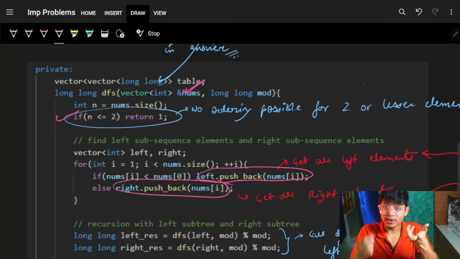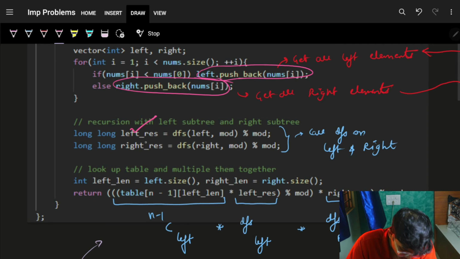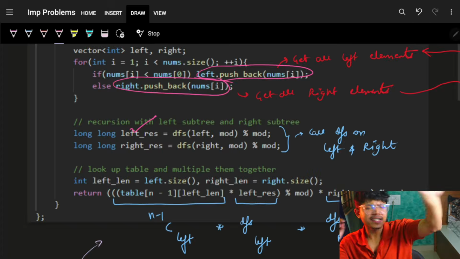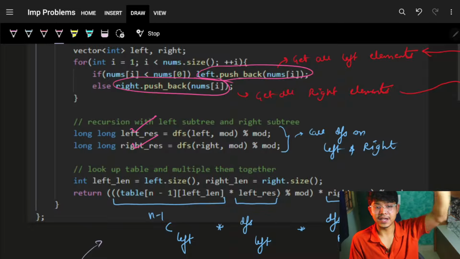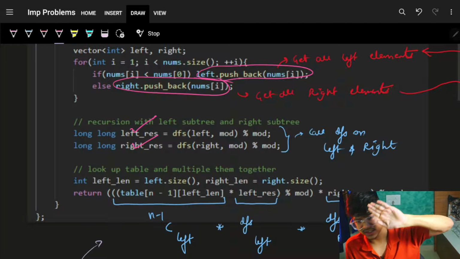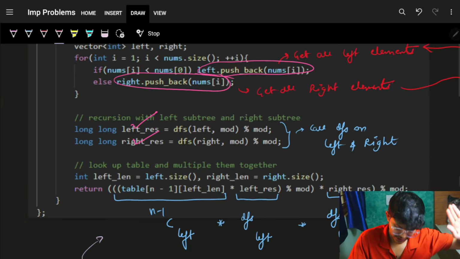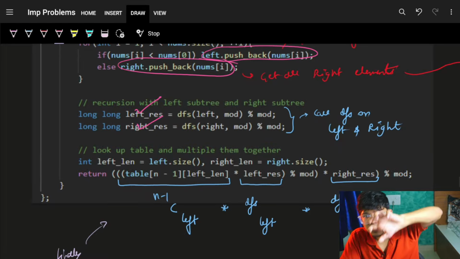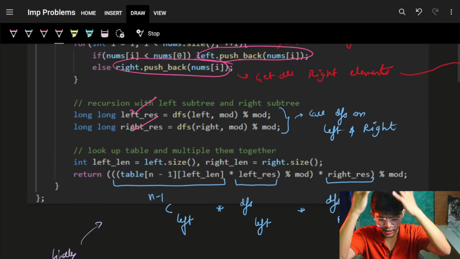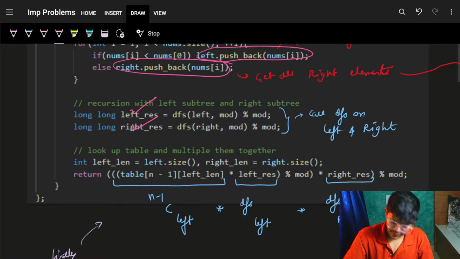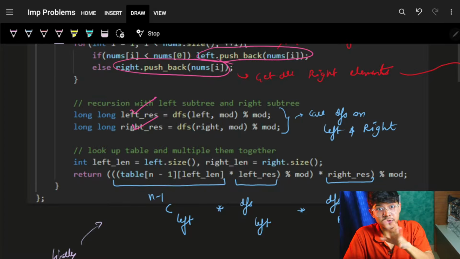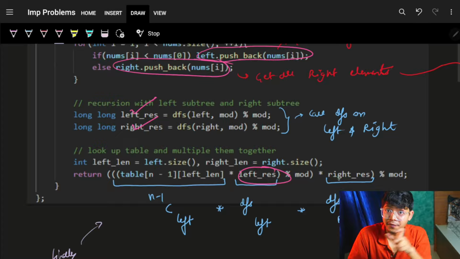Now I have the left and right elements. I'll quickly ask recursion, hey recursion, please give me the number of ways to order left and the number of ways to order right, the result for left and the result for right. As the recursion gives it to me, and I blindly assume it will, I have the left answer, which means the number of ways for left, and the number of ways for right.